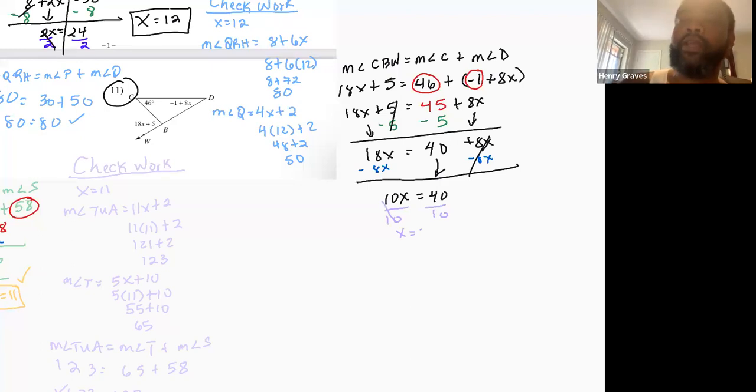Since the x is 4, we can check our work now. I'm going to go over here, check work.